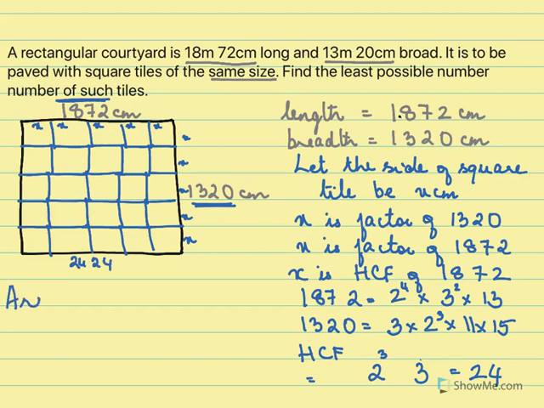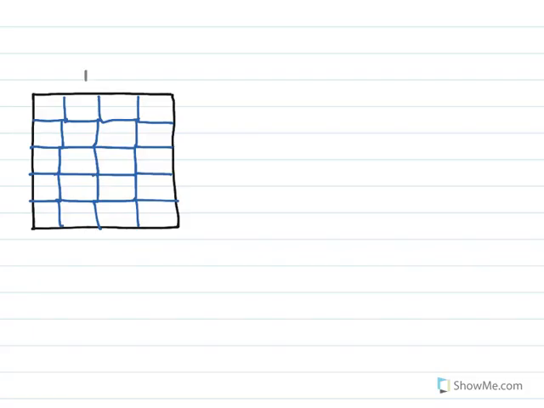So the area of one tile equals side into side, that is 24 into 24, 576. Now how many tiles would we require? To find the number of tiles, we have to do total area over area of one tile. So these were the dimensions, 1872 centimeters, 1320 centimeters, and we saw that the area of each tile is 576.